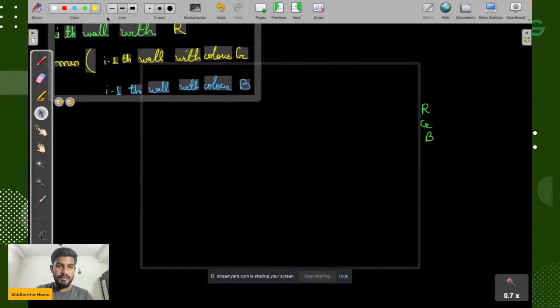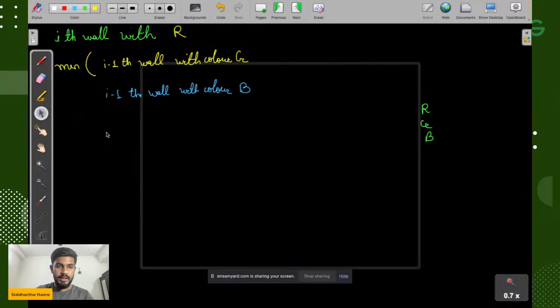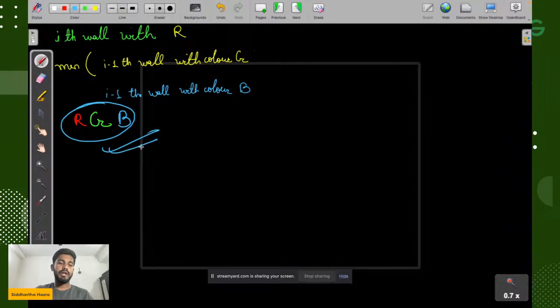Okay, it's fine. Now here we have only three options, that is R, G, B. We have only three options to paint this. So here, of the three options, we are taking G and B. So what would be the time complexity of this approach?